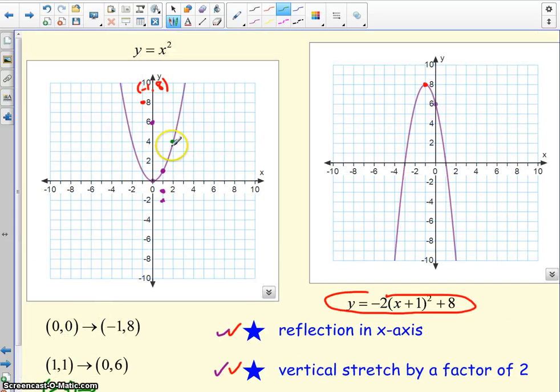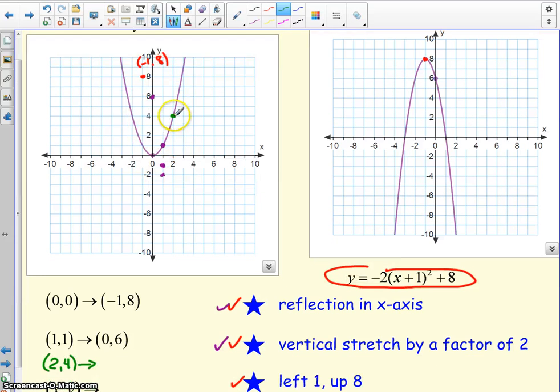Okay, so I'll go through this quickly. So first thing you do is you take this point, reflect it across the x-axis. So it goes from 4 above the x-axis to 4 below. It's going to be down here. Okay, vertical stretch by a factor 2 doubles the y value. My y value goes from negative 4 down to negative 8. And now it goes left 1, up 8, and I wind up at the point 1, 0. Which again is a point that is on the parabola.